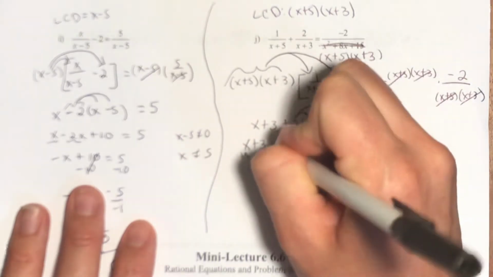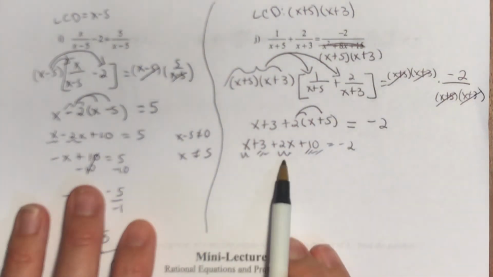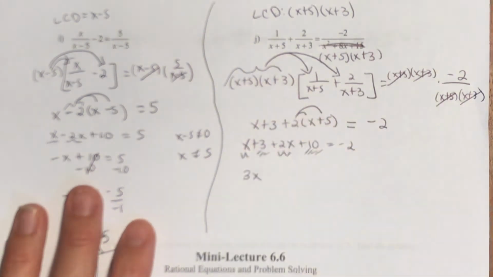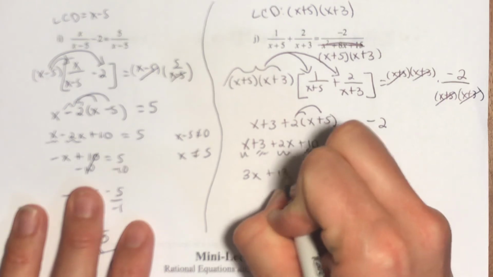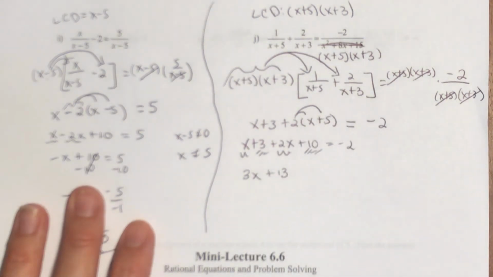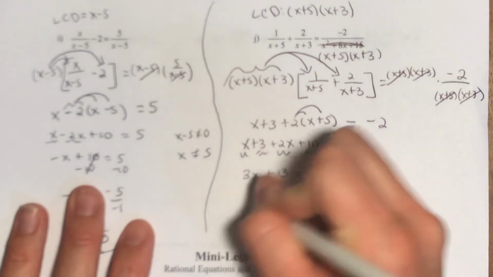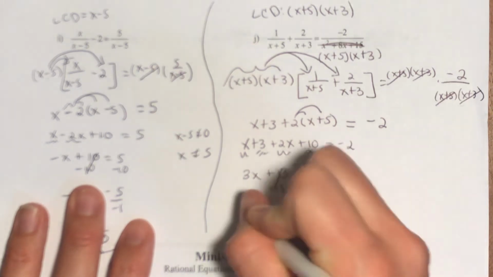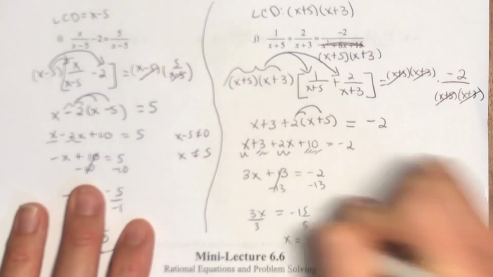Combine like terms. We'll combine x plus 2x to give us 3x. We'll combine 3 plus 10 to give us 13. Subtract 13 from both sides. Divide by 3. X is equal to negative 5.